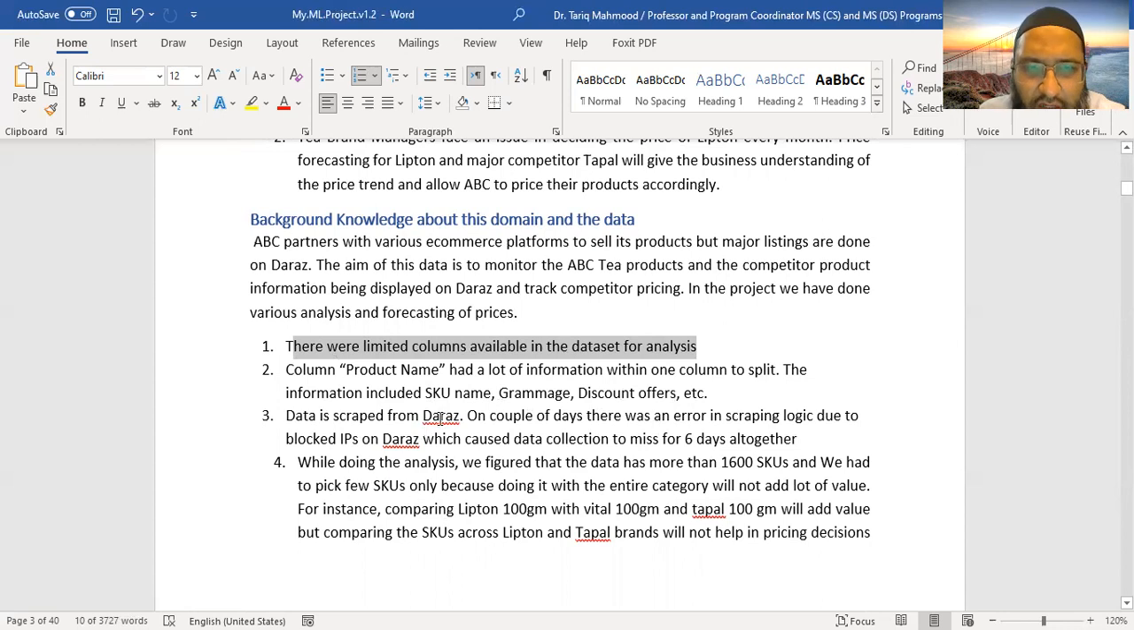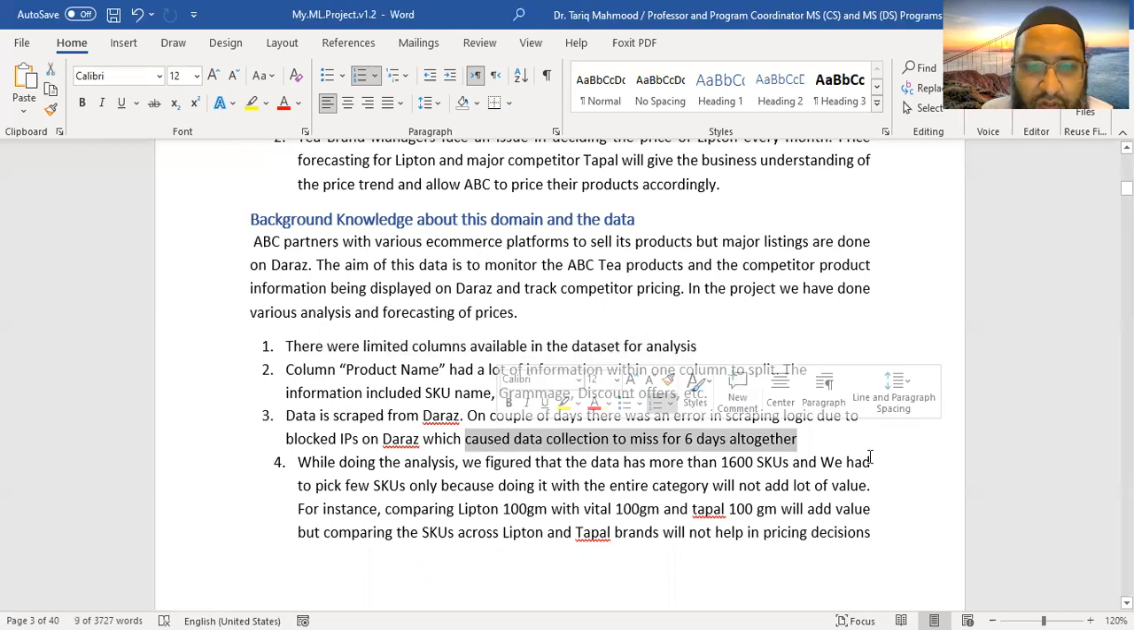Data is scraped from Daraz, and on some days there was a logical error due to blocked IPs on Daraz, due to which we did not have the data for several days. So that's one problem which occurred during data collection.